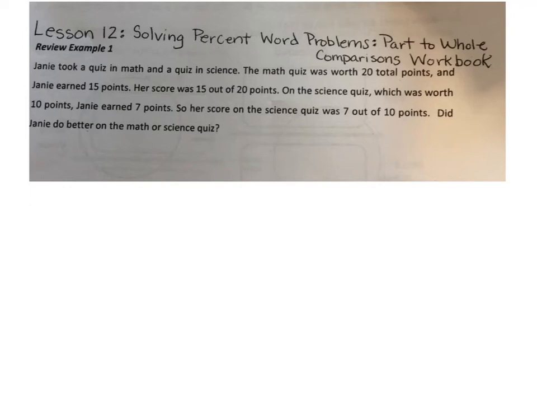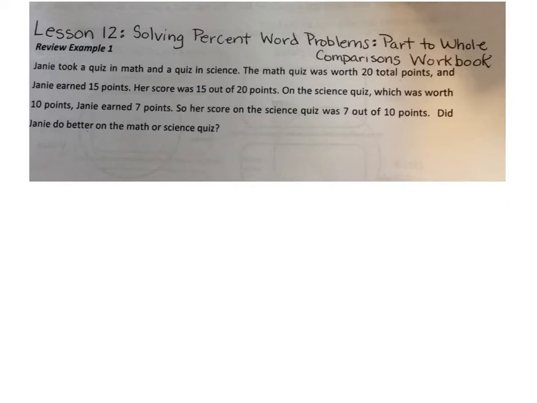Okay, on lesson 12, example 1, it says Janie took a quiz in math and a quiz in science. The math quiz was worth 20 points, and Janie earned 15 points. Her score was 15 out of 20 points. On the science quiz, which was worth 10 points, Janie earned 7 points. So her score on the science quiz was 7 out of 10. Did Janie do better on a math or a science quiz?